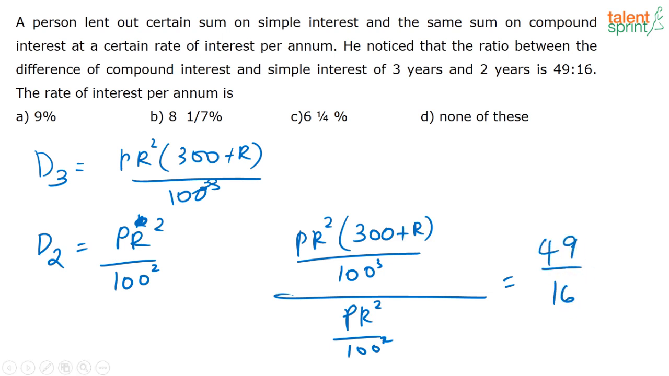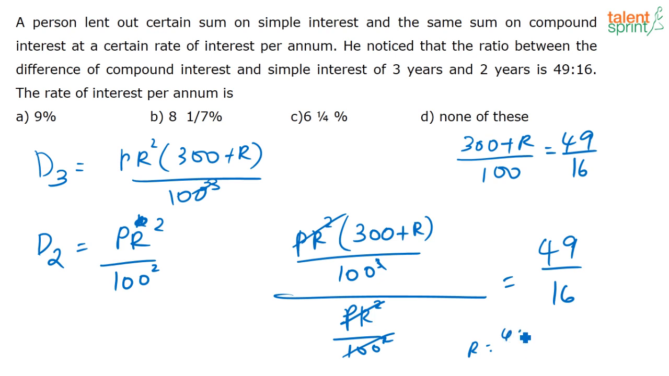So what have they asked you? They have asked you to find the value of R. So you can immediately cancel the 100 squared, and 300 plus R divided by 100 is equal to 49/16. So when you solve this, you get (300 plus R) into 16 is equal to 4900, or R is equal to 4900 divided by 16 minus 300, that is 100 by 16, or you can say R is equal to 6 1/4%. Correct? Everybody is getting the answer as C? Excellent. 6 1/4 is the answer.